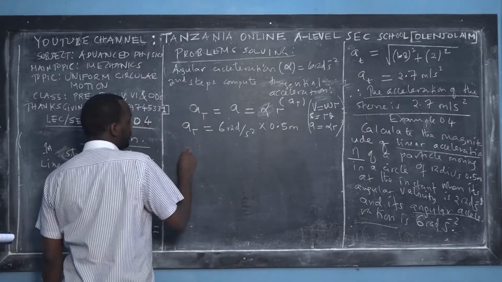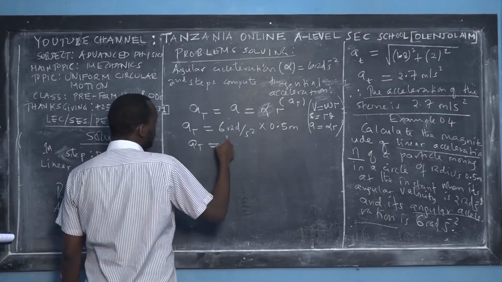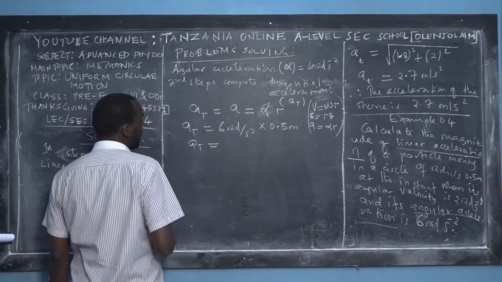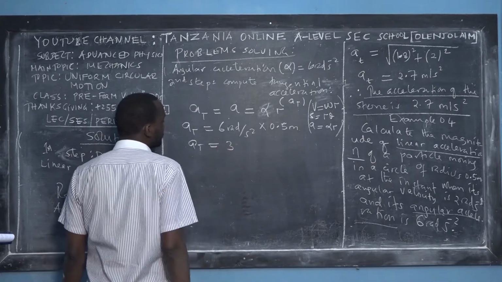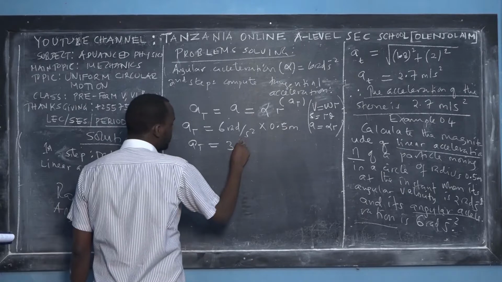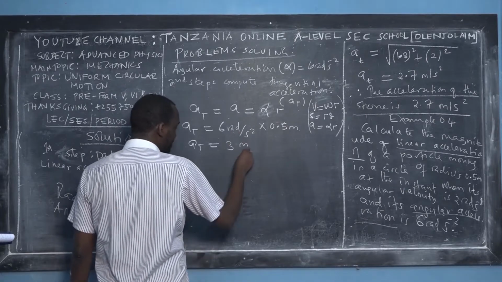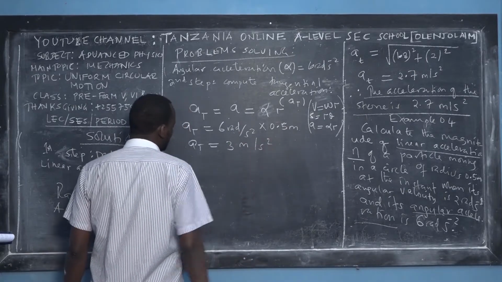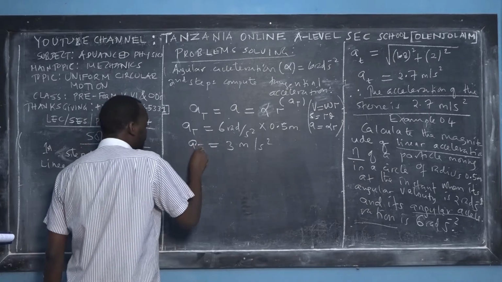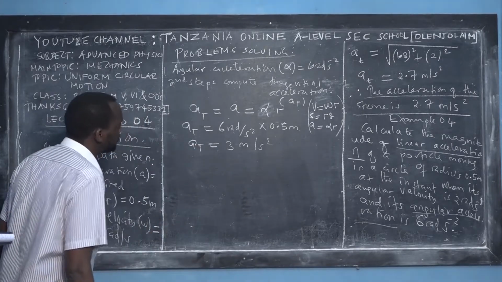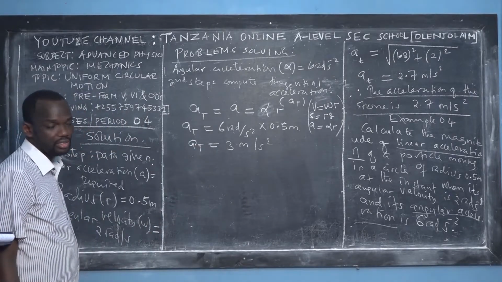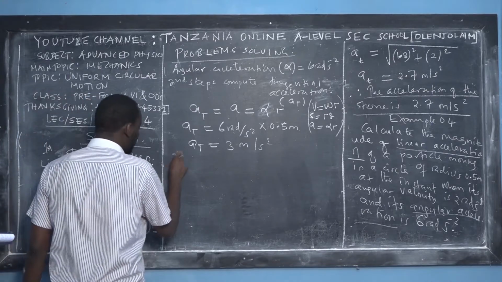So then what do you say? So you find that tangential acceleration is 6 times 0.5, which is equal to 3. The unit will be meter times radius in meter, so meters per second squared. That's tangential acceleration. Right? Then we go for the steady state.